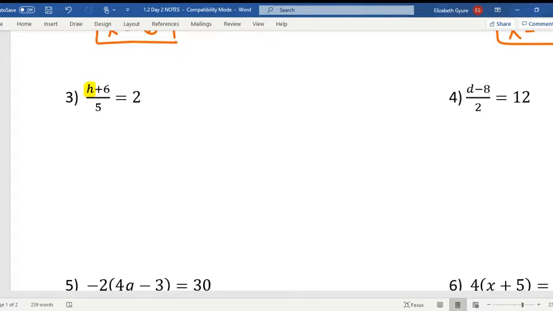Don't I see, isn't there a division bar, a fraction bar? Isn't there a 5 on the bottom? You do have to do the opposite.